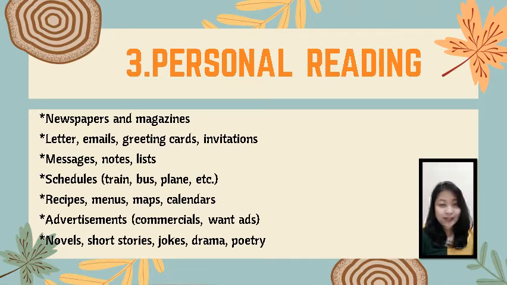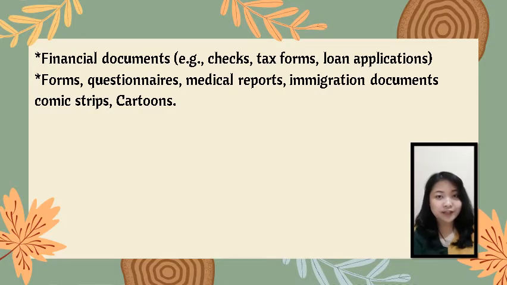Next, personal reading. There are newspapers and magazines, letters, emails, greeting cards, invitations, messages, notes, lists, schedules, for example like train, bus, plane, and then recipes, menus, maps, calendars, advertisements, for example like commercials and want ads, novels, short stories, jokes, drama, and poetry. Financial documents, for example like checks, tax forms, loan applications, and then forms, questionnaires, medical reports, immigration documents, comic strips, and cartoons.